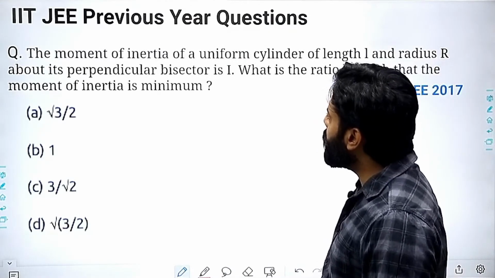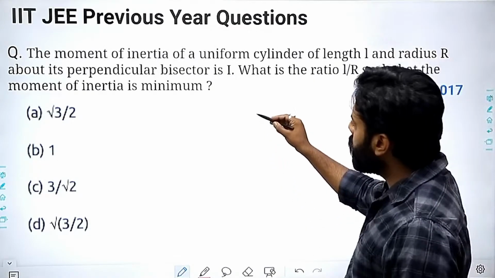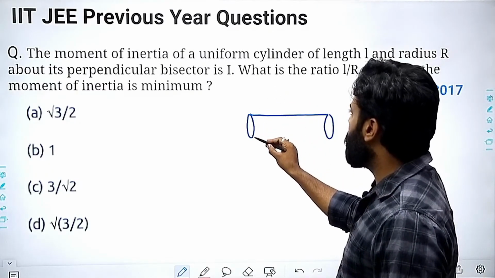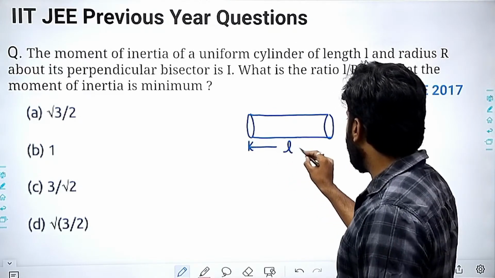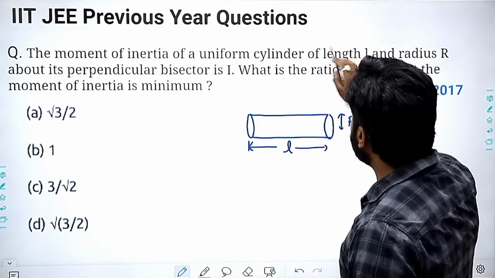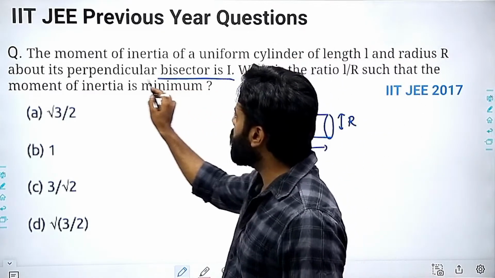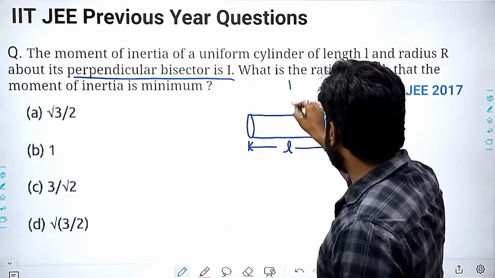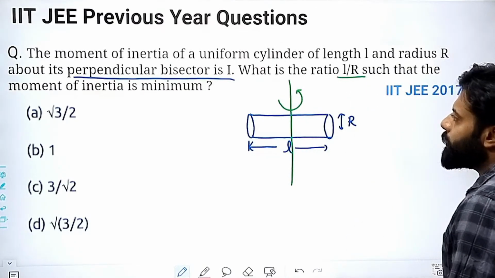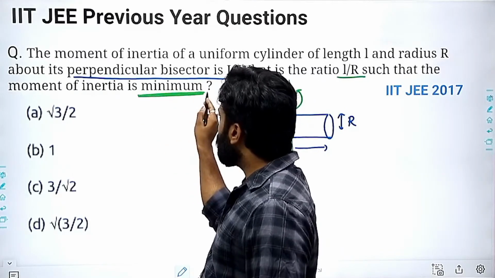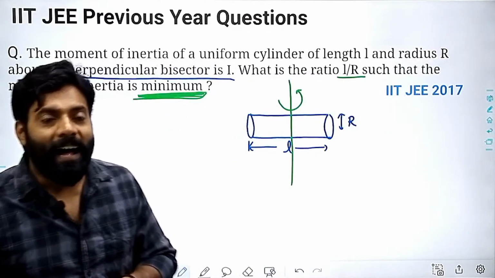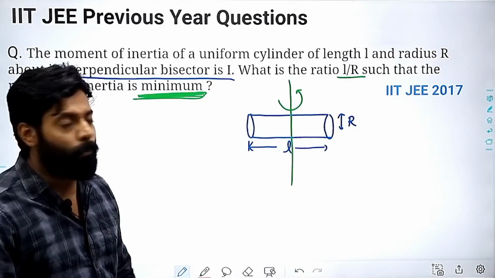So the question is: the moment of inertia of a uniform cylinder of length L and radius R. Let me draw a cylinder. It's a uniform cylinder with length L and radius R. The moment of inertia about the perpendicular bisector is I. I am taking this axis and rotating through this axis. What is the ratio of L by R such that the moment of inertia is minimum? I need to find the condition. The condition given is that the moment of inertia should be minimum, and at this condition, they are asking for the ratio of L by R.